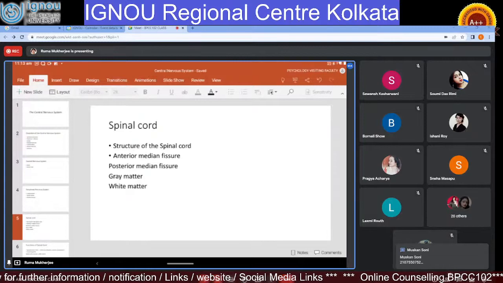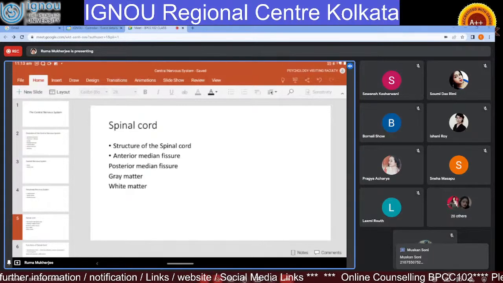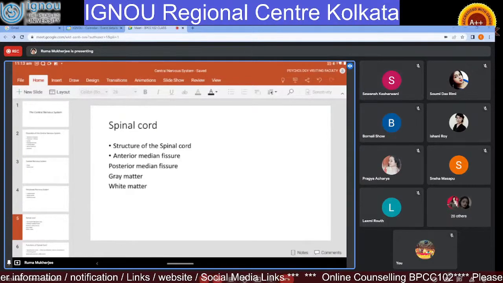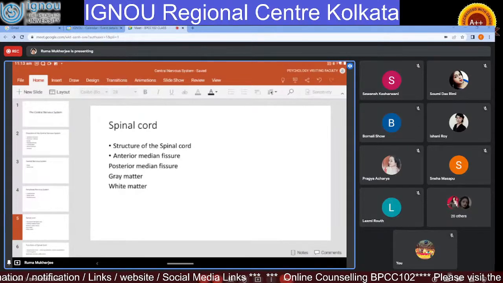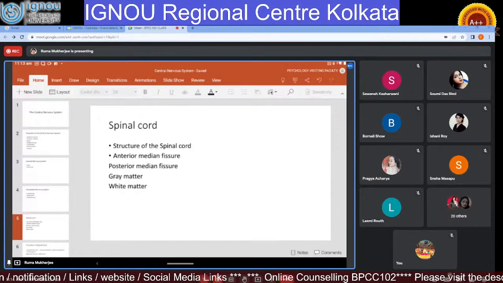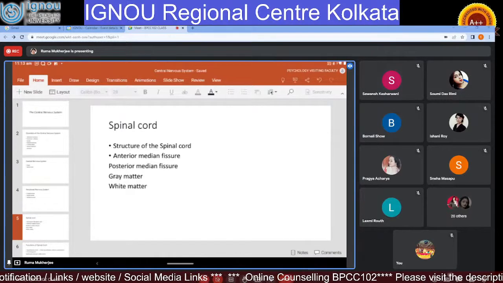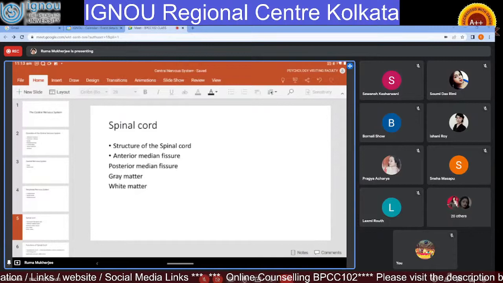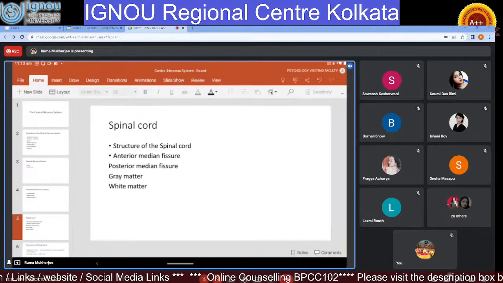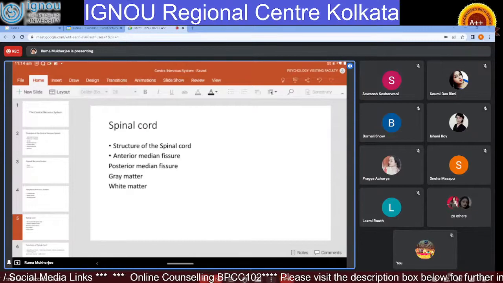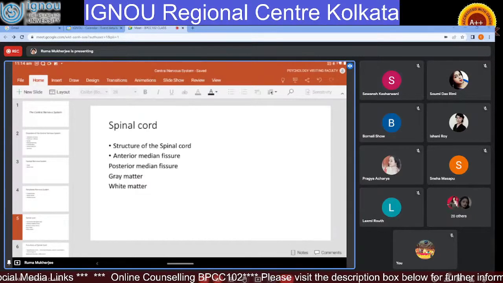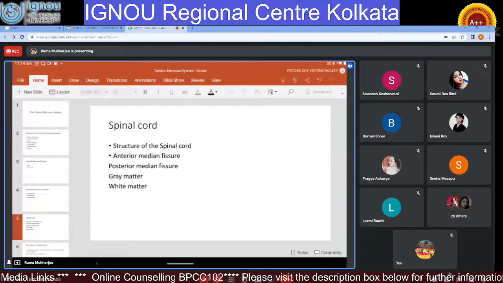Now there are two places where it bulges. That is the cervical region and the other at the lumbar region. So there are two places where it bulges. Number one, the cervical region, and number two, the lumbar region. So you can get some short MCQ questions like, what are the two sections that bulge? They are the cervical region and the lumbar region.